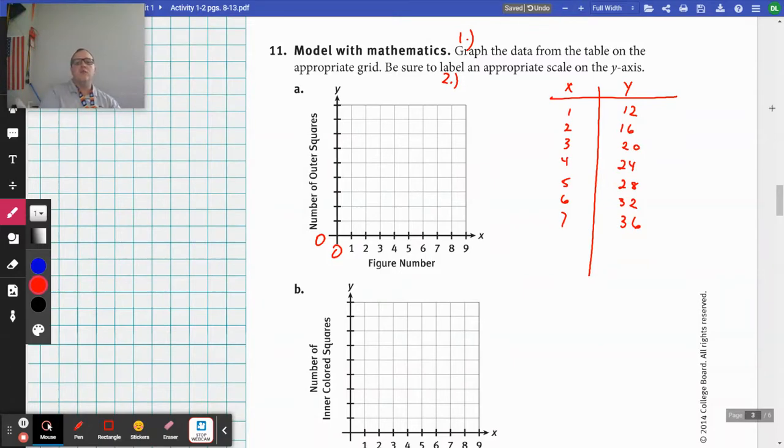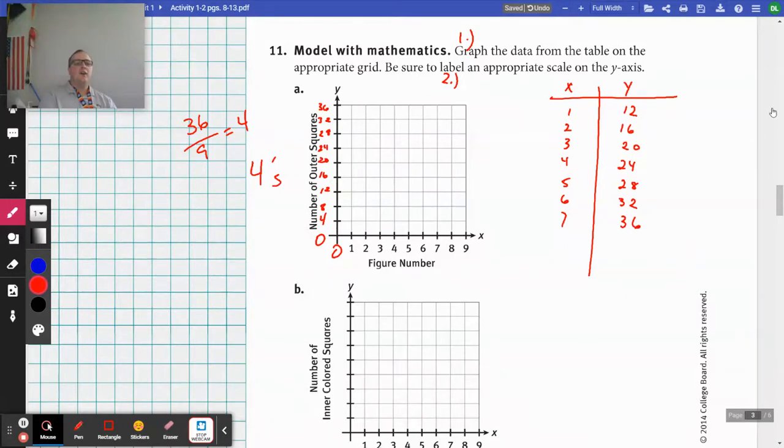So what you do is you take whatever your largest number is. For us, you see here it's 36. And we'll say, well, 36 divided by 9 is 4. So in order for me to be able to fit all of my stuff on here, I have to go by a scale of 4. So from 0, I go to 4, 8, 12, 16, 20, 24, 28, 32, 36. Okay? And so that is my scale.